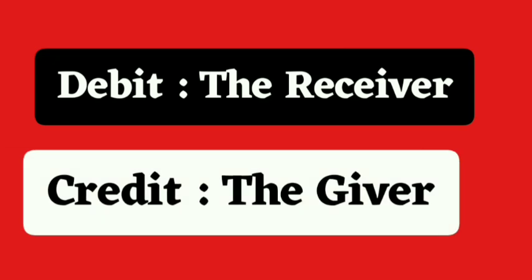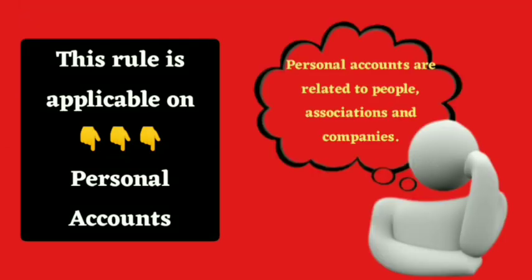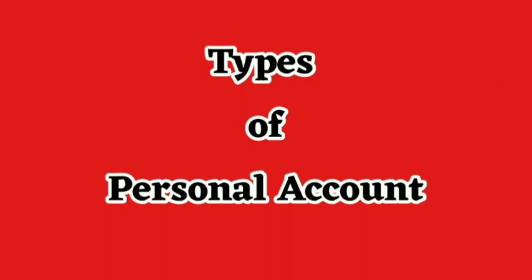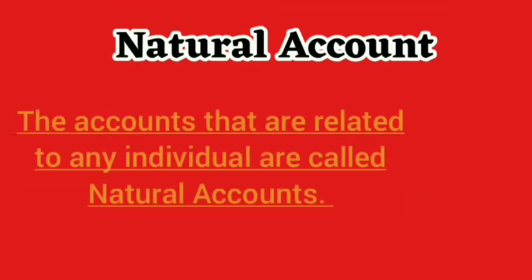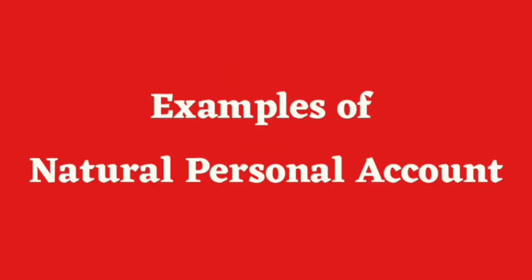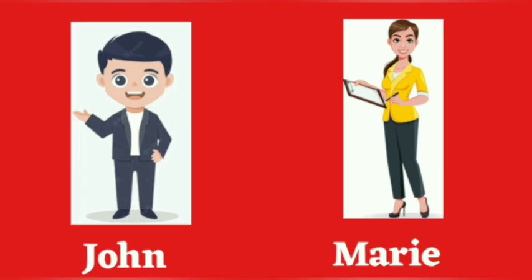Rule number 2. Debit the receiver, credit the giver. This rule is applicable on personal accounts. Personal accounts are related to people, associations and companies. There are three types of personal accounts. Take a look at each type. Natural personal accounts. The accounts that are related to any individual are called natural accounts. For example, John account, Mary account. In short, we can say that these accounts are related to human beings.